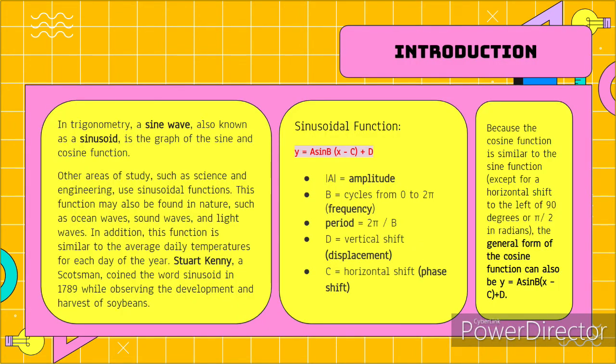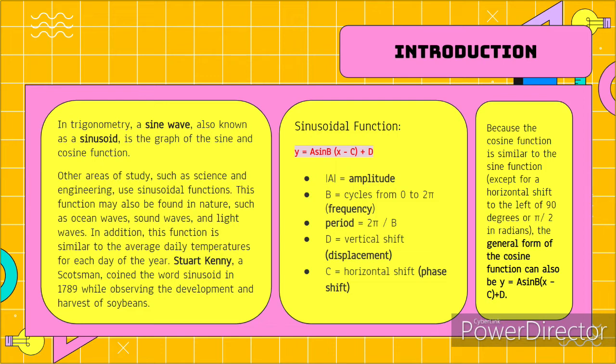In trigonometry, a sine wave, also known as a sinusoid, is the graph of the sine and cosine function. Other areas of study, such as science and engineering, use sinusoidal functions. This function may also be found in nature, such as ocean waves, sound waves, and light waves. In addition, this function is similar to the average daily temperatures for each day of the year. Stuart Kenny, a Scotsman, coined the word sinusoid in 1789 while observing the development and harvest of soybeans.